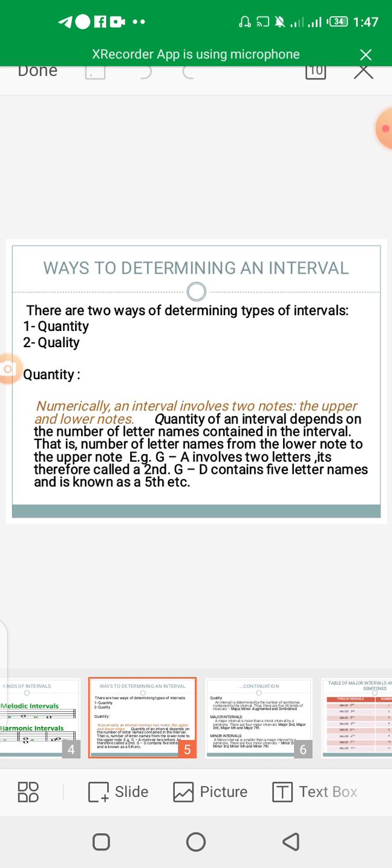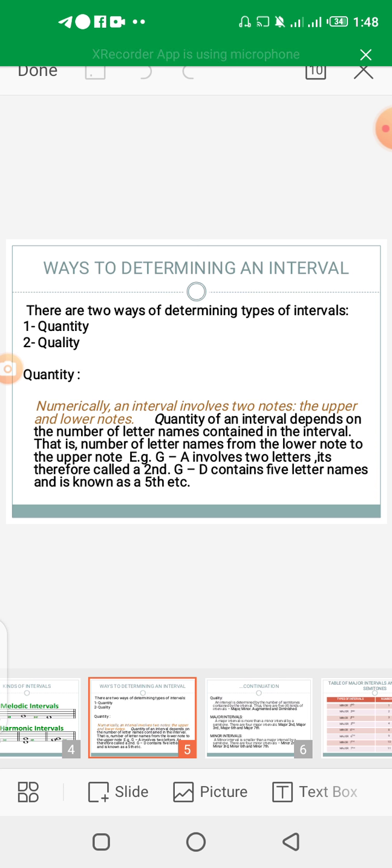That's to say, for example, if at the lower note you have G, and at the upper one you have A. The distance when you move from G to A is what? It is 2. So it is G, A. You've moved twice, only two are involved. So you call that a second. Now from G to D, you see G1, A2, B3, C4, D5. So it is called a fifth.